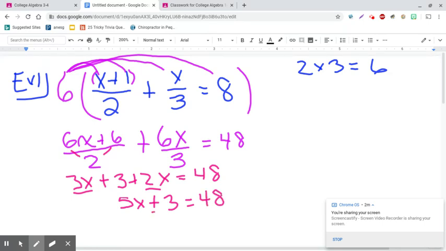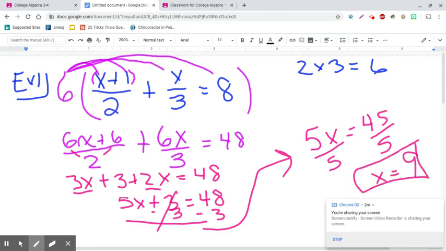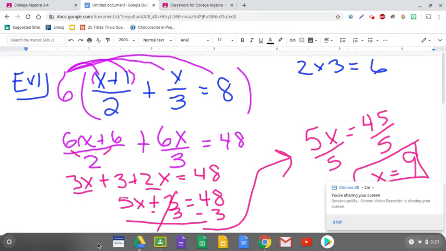We're going to subtract 3 from both sides, which gives us, and I'm going to write this up here so we can see a little bit better, 5x. The 3's cancel out, and 48 over here minus 3 is 45. So 5x is going to equal 45. Last step, we divide by 5. And x equals 9. Done. So not much different. We're just distributing the 2 for this one.